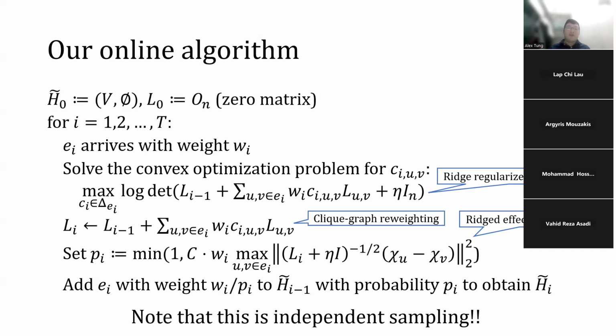Okay, so one thing to note here is that this is actually independent sampling. This is because if you look at the Li, it is actually independent of the decisions that we made about the previous hyperedges, whether or not to include.